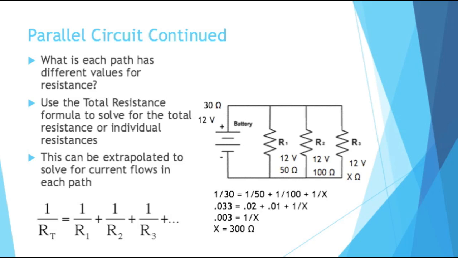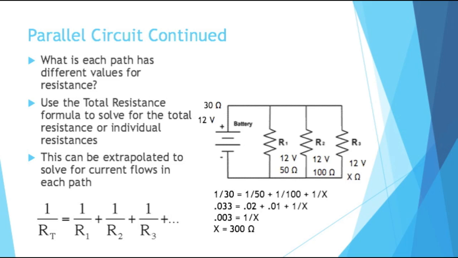On the second resistor, second path, it's 100 ohms. So what would the resistance be on the third resistor, the third path? Well, we would take our equation: 1 over the total would be 1 over 30 ohms, which is 0.033, is equal to 1 over 50 plus 1 over 100 plus 1 over x. That 50 and 100 are the values of each resistor, the resistance in each path. So 0.033 equals 0.02 plus 0.01 plus 1 over x.